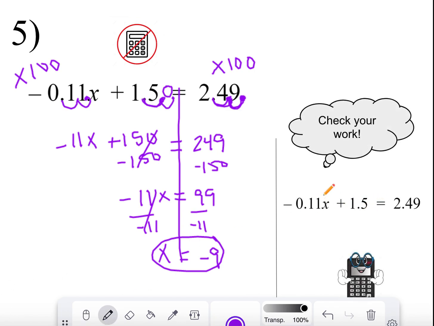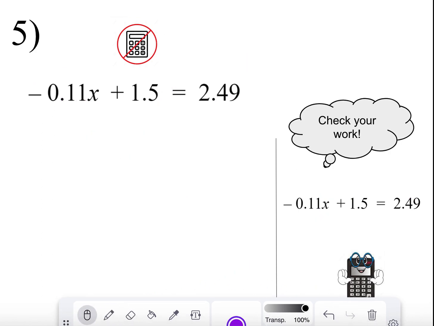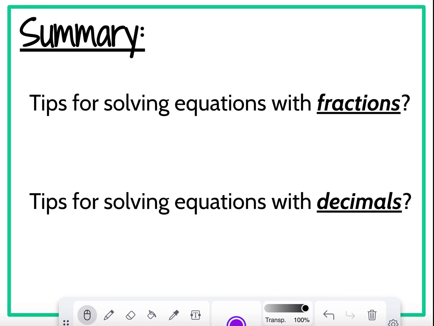So on the calculator, if I typed in negative 0.11 times negative 9, that's a 9, plus 1.5, you know what it's going to say? 2.49. It will absolutely work out. If we were in class, I would have you check this with your calculator, and you would be amazed. It works. All right, so we did 2 examples with the decimals as well.